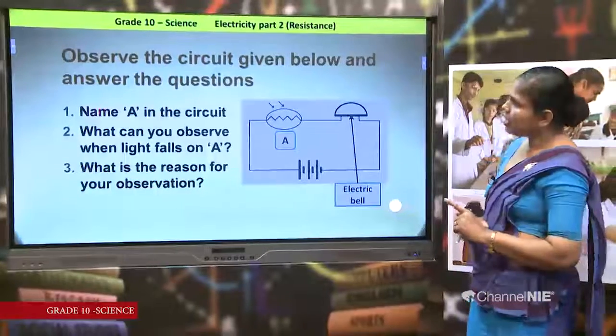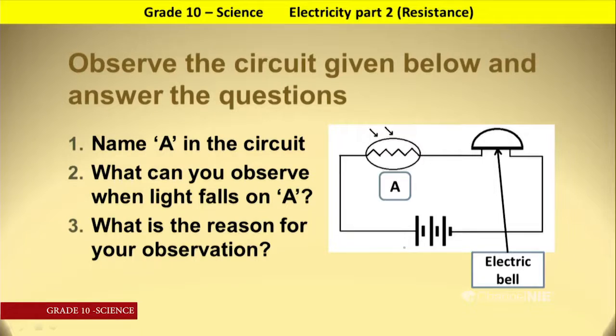Last question. Observe the circuit given below and answer the questions. Name A in the circuit. What's A here, children? Here A is a light dependent resistor, or LDR. Now, I think you can recognize the circuit symbol, right, children? Second question. What can you observe when light falls on A?